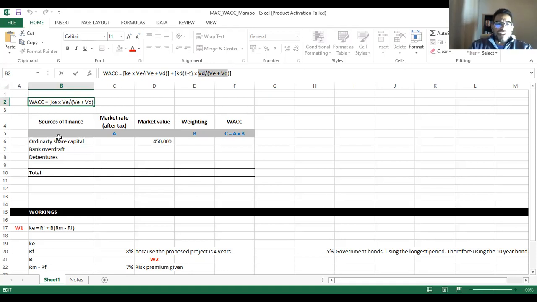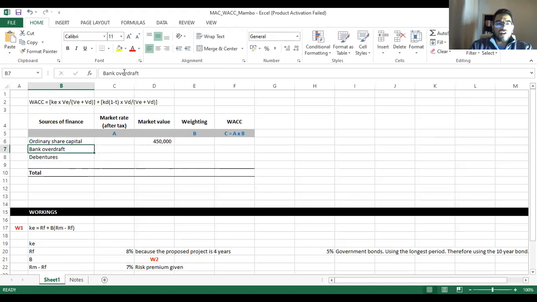Now, we just read part of the scenario. The part of the scenario that we read was the background to the company, and then capital funding, which was point 20, point 21, and point 22. Under those points we saw there was capital funding, and it was made up of three sources of finance: ordinary share capital, bank overdraft, and debentures. So we identified our sources of finance.